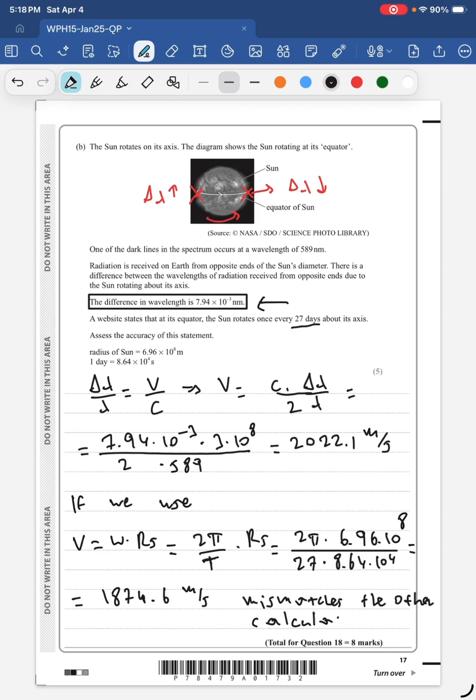Okay. And what was the question again? So assess the accuracy of this statement. So it's inaccurate, okay? But close. I mean, if you look at the numbers, it's kind of close, but not accurate.